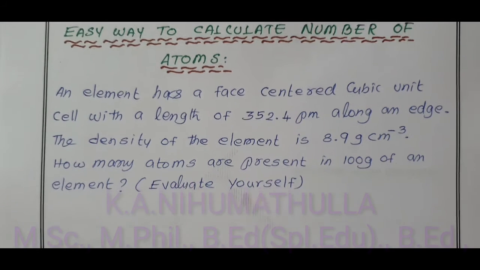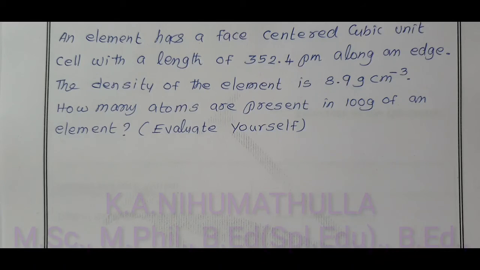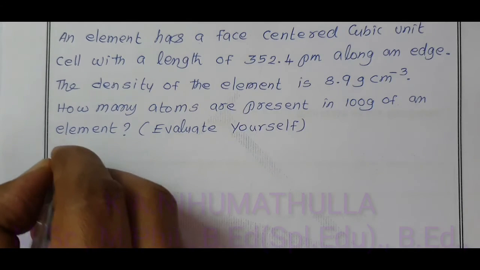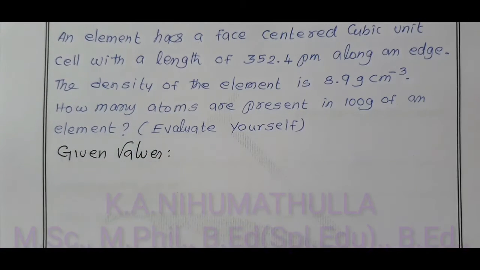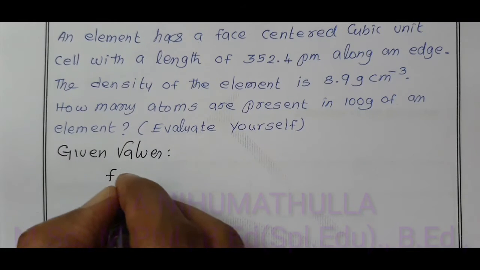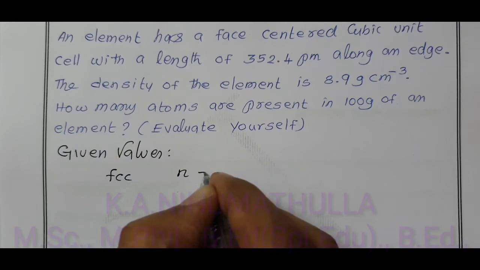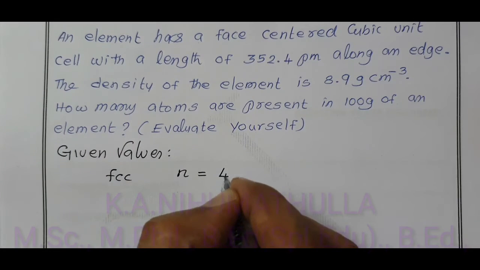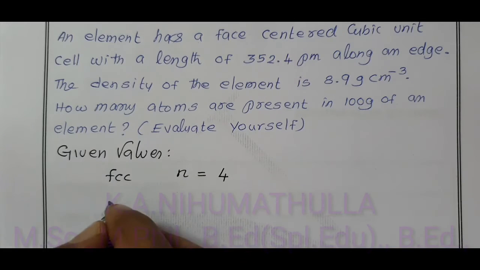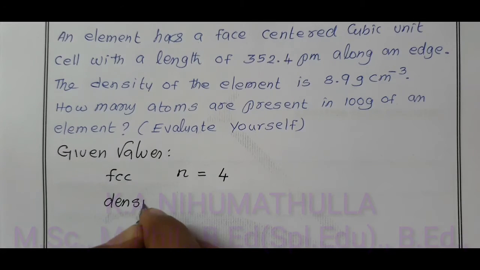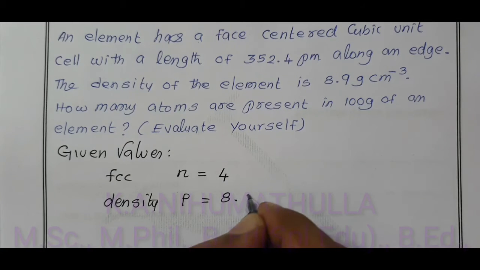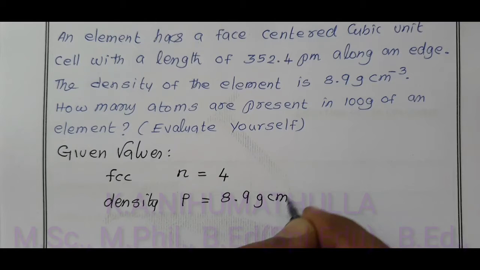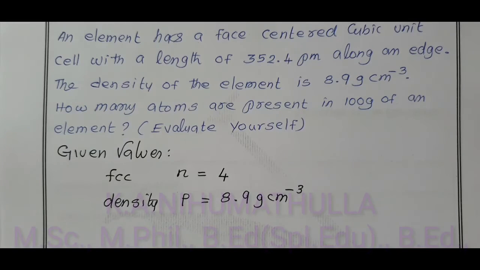Now first I am going to write all the given values in the problem. It is FCC, therefore the total number of atoms is equal to 4. The density value is also given, rho equal to 8.9 gram centimeter power minus 3. This is our density value.